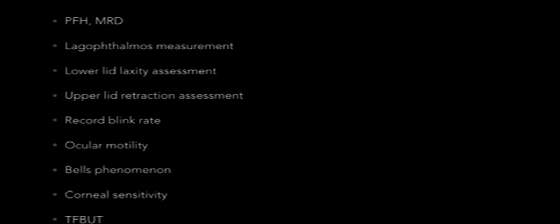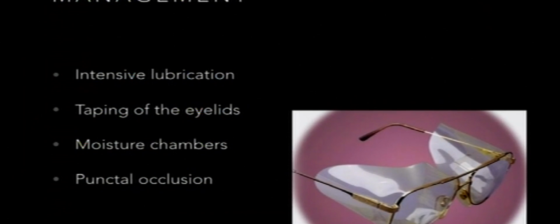When we proceed to evaluate Lagophthalmos patients, the basic things that we need to record and document in our files are palpebral fissure height and MRD1. We need to measure in millimeters the amount of Lagophthalmos. Other things we need to assess are lower lid laxity, and if there is any upper lid retraction, we need to measure that. You need to assess and record the blink rate, check ocular motility, Bell's phenomenon, corneal sensitivity, look for the adequacy of tear film breakup, and look for any SPKs or other frank signs of exposure keratopathy.